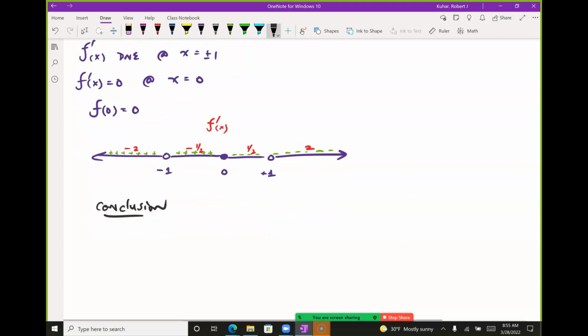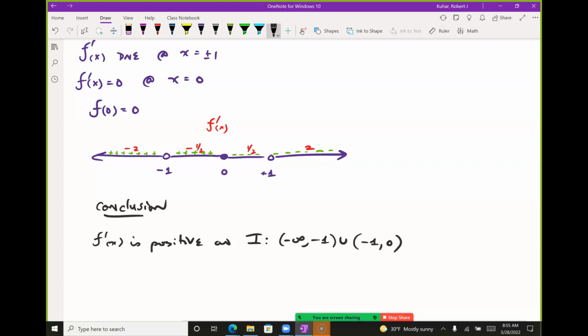So conclusion, f prime of x is positive on the interval from -infinity to -1 union -1 to 0. Again, always open intervals. So f is increasing on I.